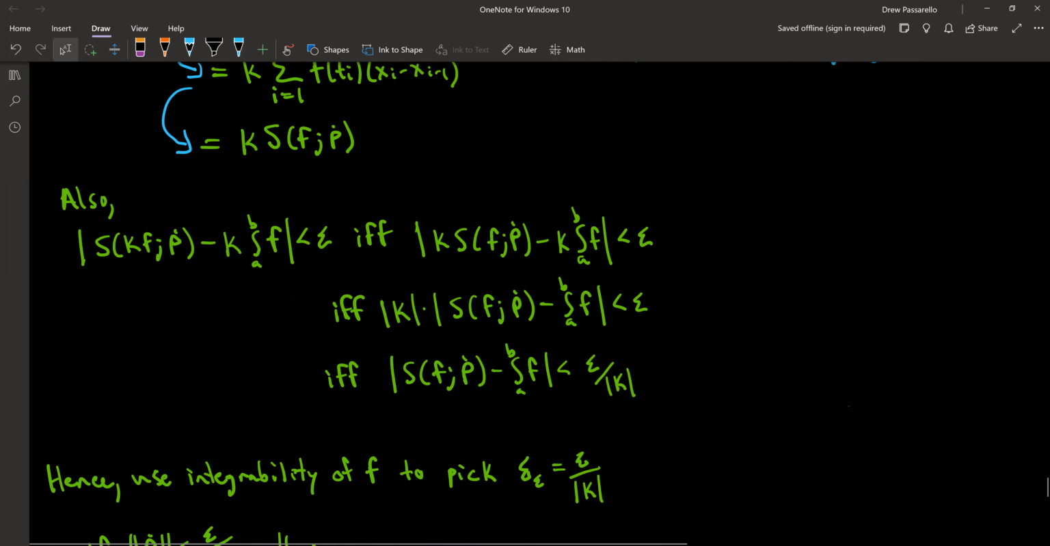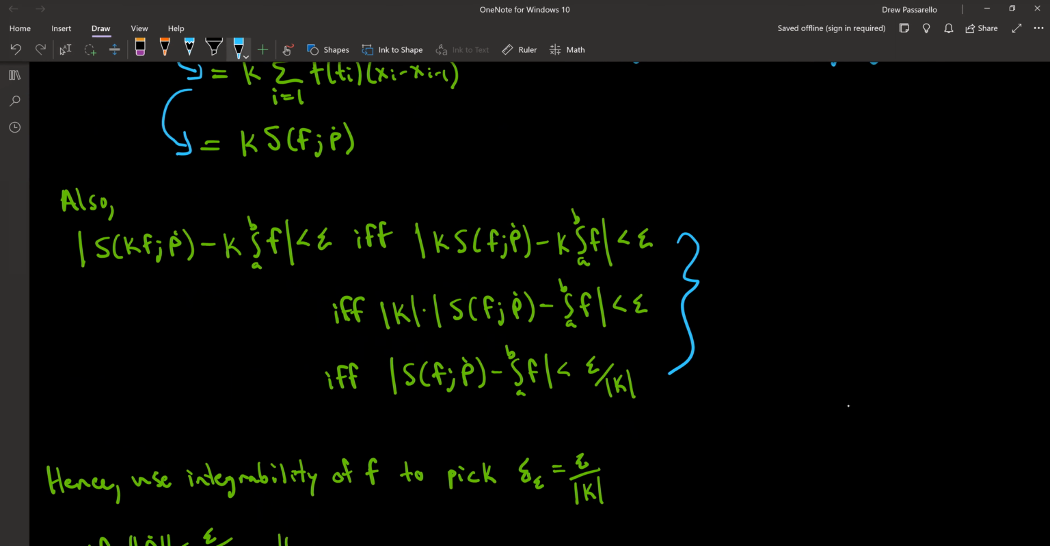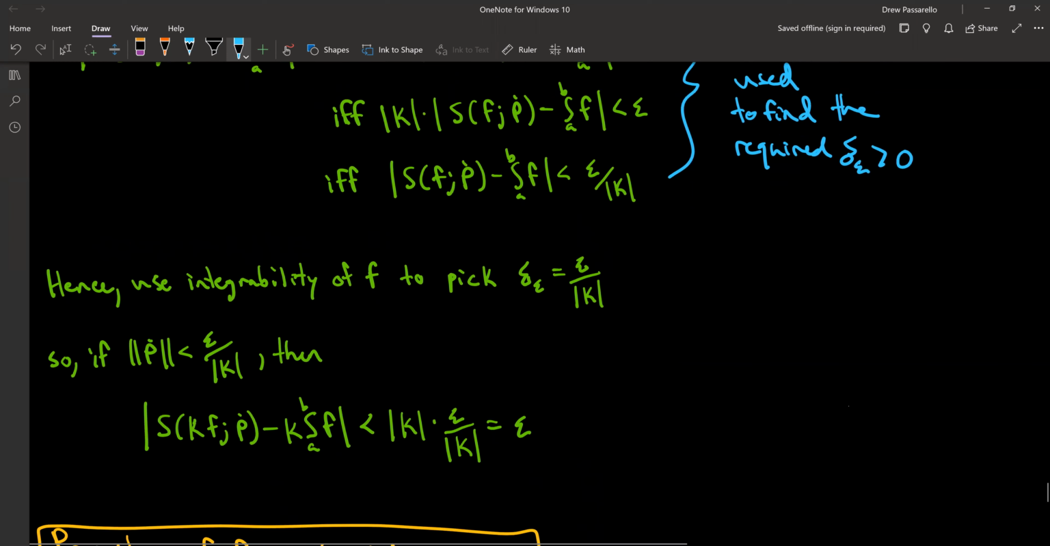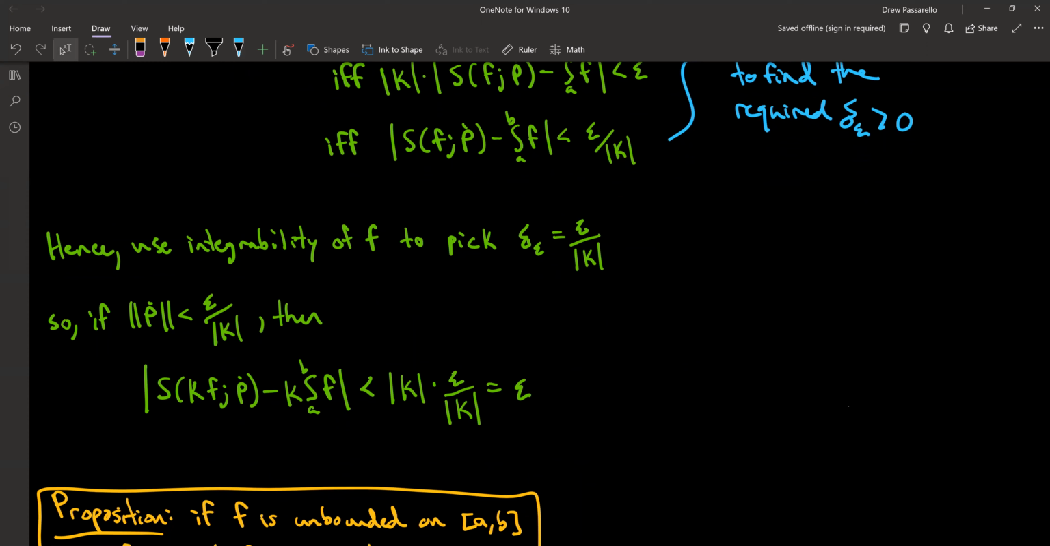So I guess this could be kind of like scratch work, but I did include it in the proof to find the necessary delta. So this was the process or the logic that went in to find the required delta. Namely, we're using delta equaling epsilon over the absolute value of k.